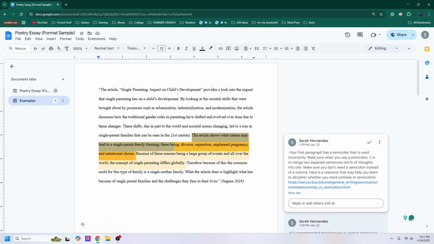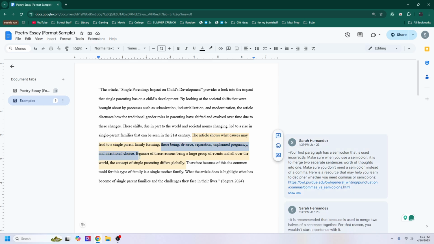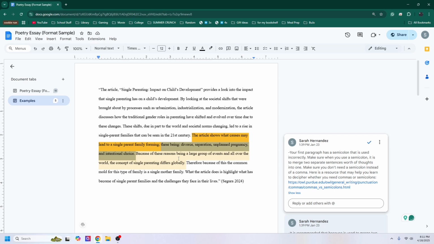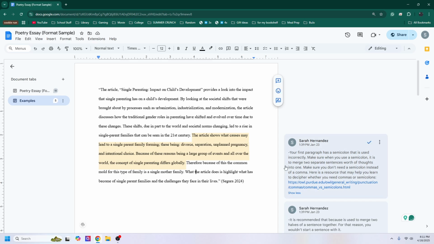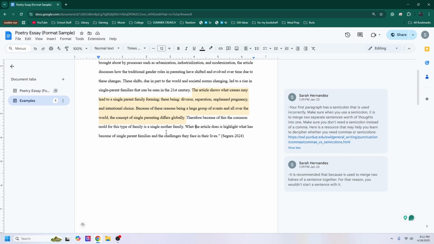So, this is one sentence on its own, right? But this is not. If I just started by telling you these being divorce, separation, unplanned pregnancy, I would be kind of confused. But if I came up to you and said, the article shows what causes may lead to a single-parent family forming, okay, I got that. That makes sense to me. I might not know what article you're talking about, but that sentence makes sense to me. I'm not confused. Whatever article you're talking about, this is what you're trying to say about it.